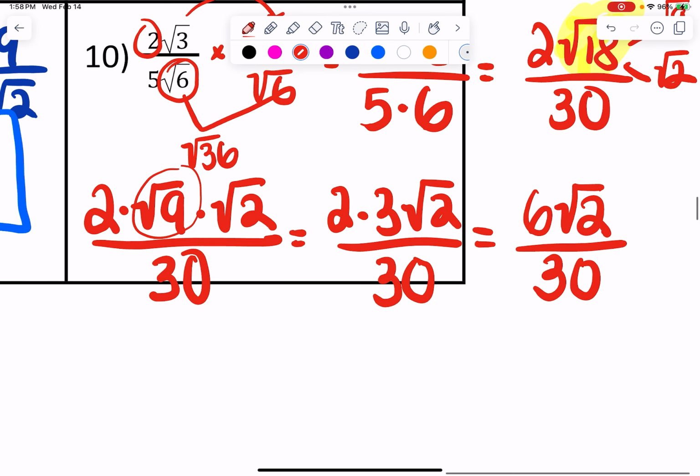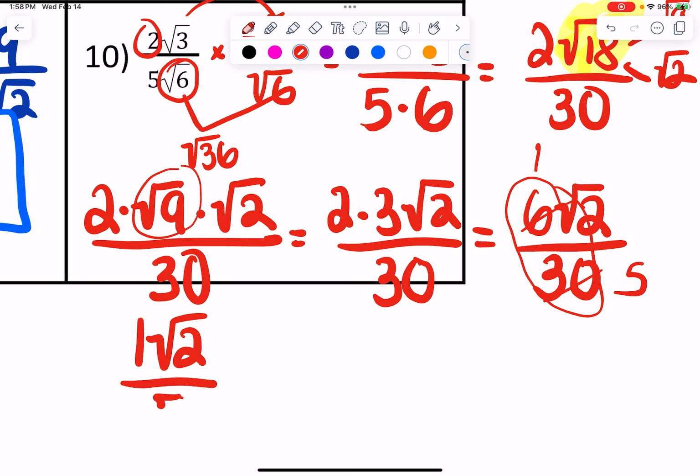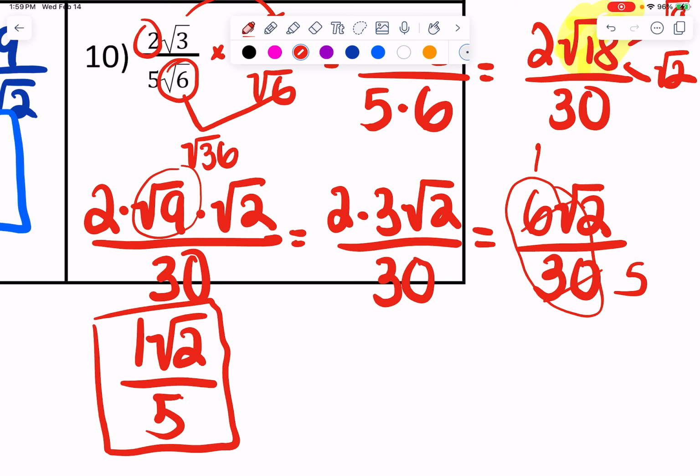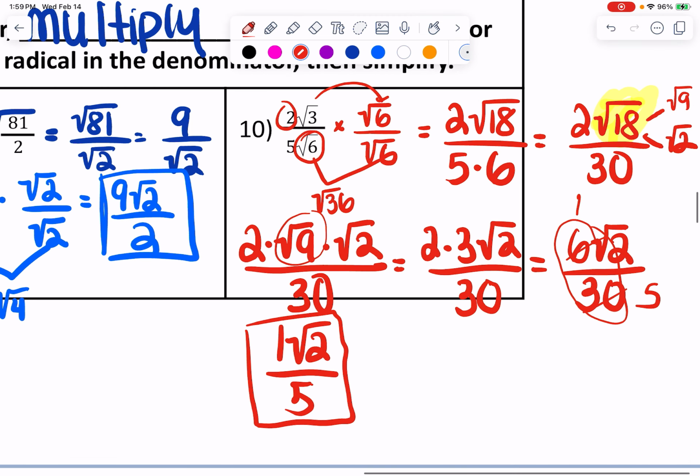And so final last thing, 6 and 30, they can go into each other. 6 goes into 6 once, 6 goes into 30 5 times. So in other words, your final answer could be 1 square root of 2 over 5, and that's fully simplified because you can't simplify square root of 2, and 1 and 5 are fully simplified. So that would be your answer. Okay, cool. So that's it for the notes.